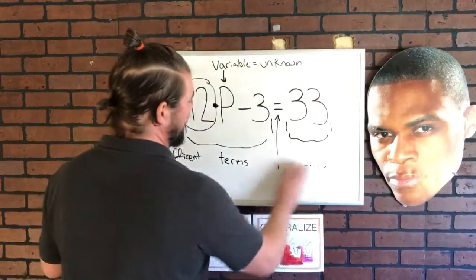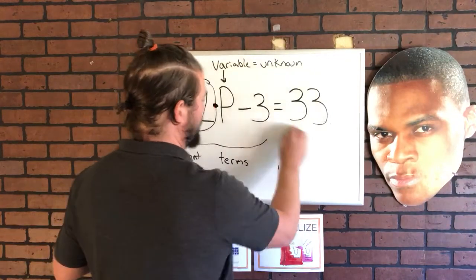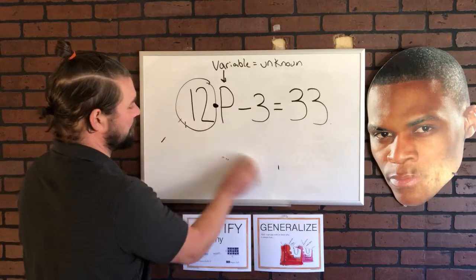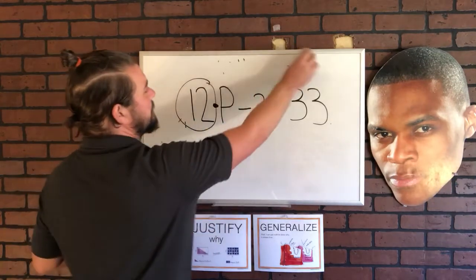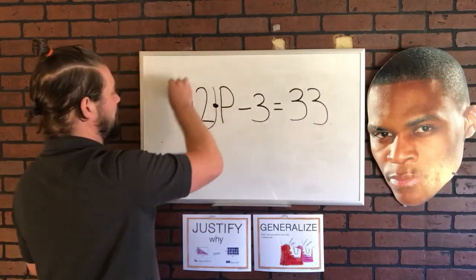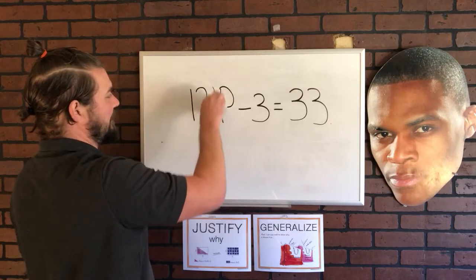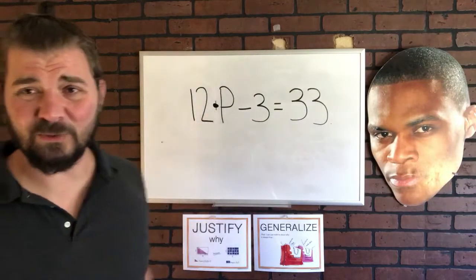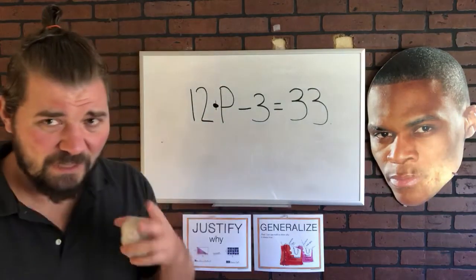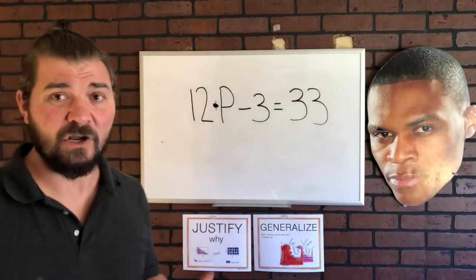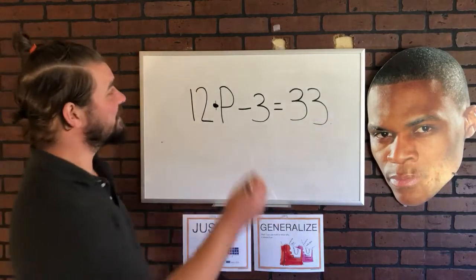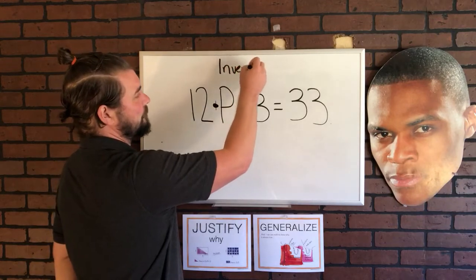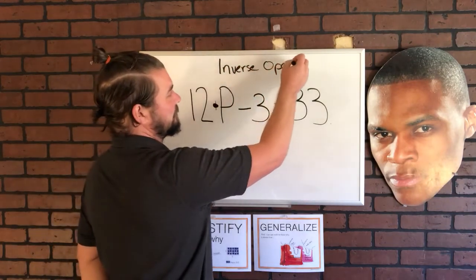Let's check this out. I'm going to erase some of the things that I wrote on here, but I'm going to keep the equation up. And I'll erase this. For now, I'm going to leave the multiplication sign between the 12 and the P just to help you remember that that is multiplication. So a strategy to solve this is inverse operation.